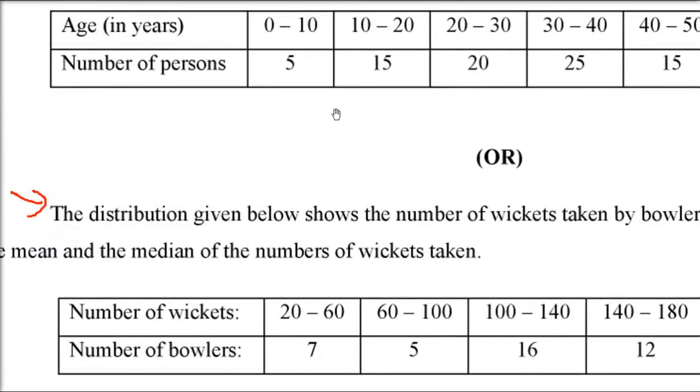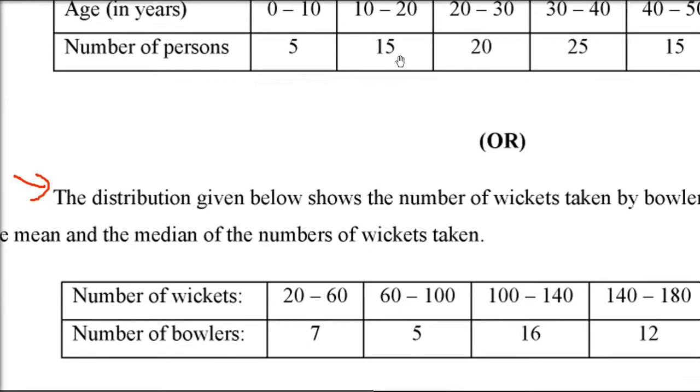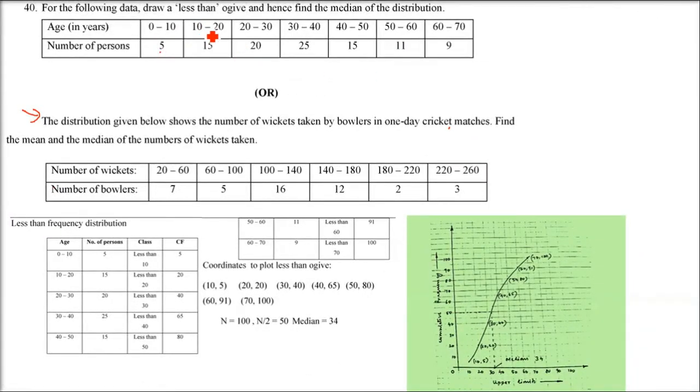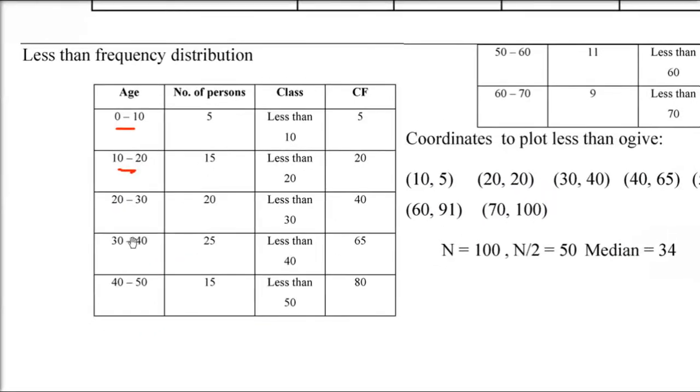So here 0 to 10 is 5, 10 to 20 is 15, 20 to 30 is 20, like this. So age and number of persons, similar values you have to take in the table. Basically you have to find out the cumulative frequency. Less than 10 is 5, less than 20 is 5 plus 15, less than 30 is 5 plus 15 plus 20, that is 40. Less than 40, add them all, till 65. Less than 50, you add them, so it will be 80.